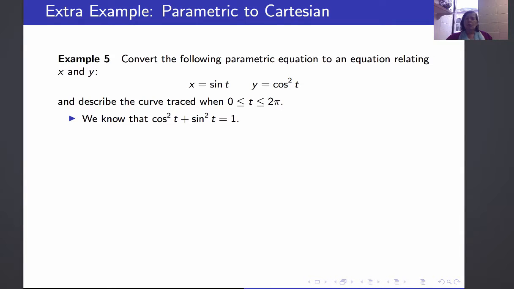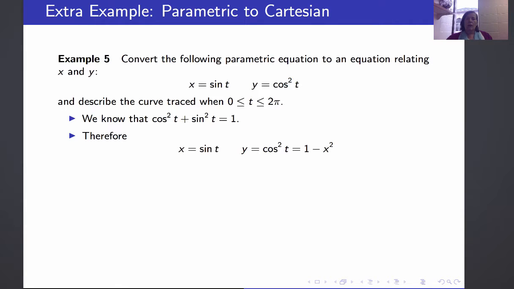We know that cosine squared t plus sine squared t is 1, so we know here that y equals 1 minus sine squared t, which is in fact 1 minus x squared. So every point on this curve lies on the graph of the curve y equals 1 minus x squared.